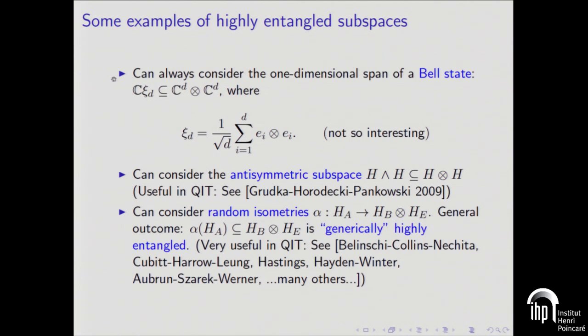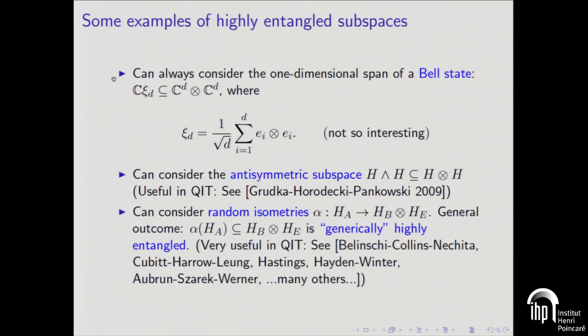So, okay, what I want to talk about is how you find examples of these things. And, of course, there are some natural examples. There's always the one-dimensional maximally entangled subspace, which is spanned by the Bell state, right? But that's not so interesting because it's a low-dimensional example. It's just one-dimensional. And what generally we're interested in looking at are examples of entangled subspaces, highly entangled subspaces, which have large relative dimension inside the tensor product.